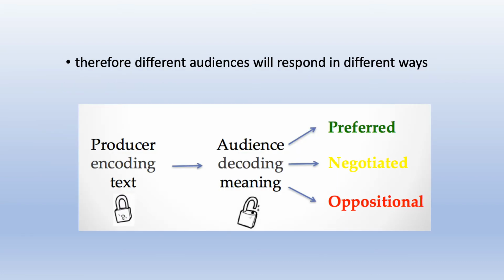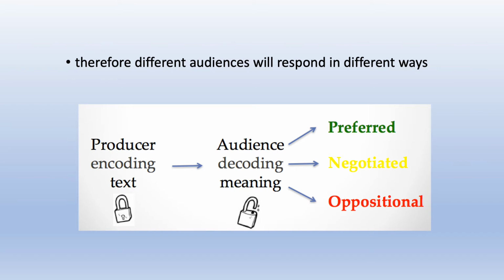So look, a nice little diagram showing you that the producers lock the product with meaning, ideology, narrative, genre. The audience watch it, use it, engage with it, and decode it. So decoding is the opening up of the product, and you're trying to understand it. Now, the reception theory says there's three responses to media products. Okay, we have a preferred response, a negotiated response, and an oppositional response.